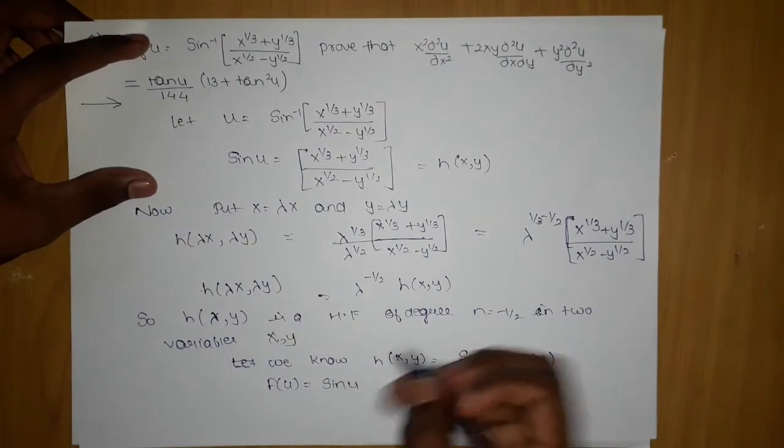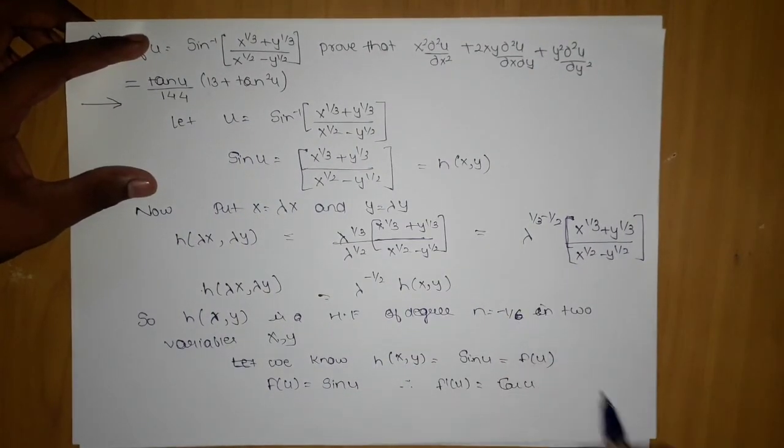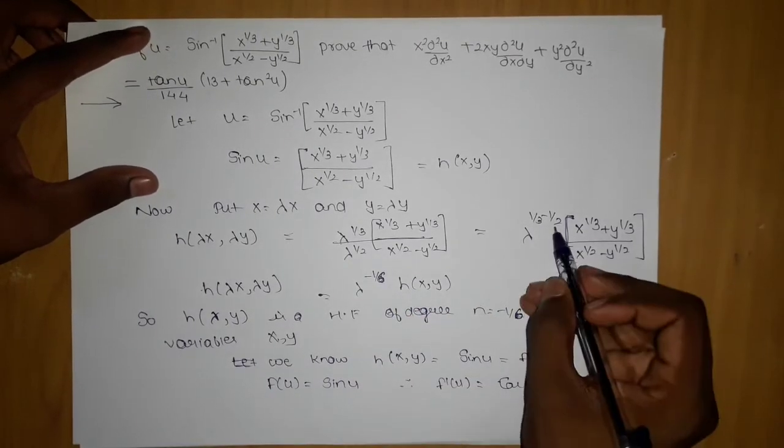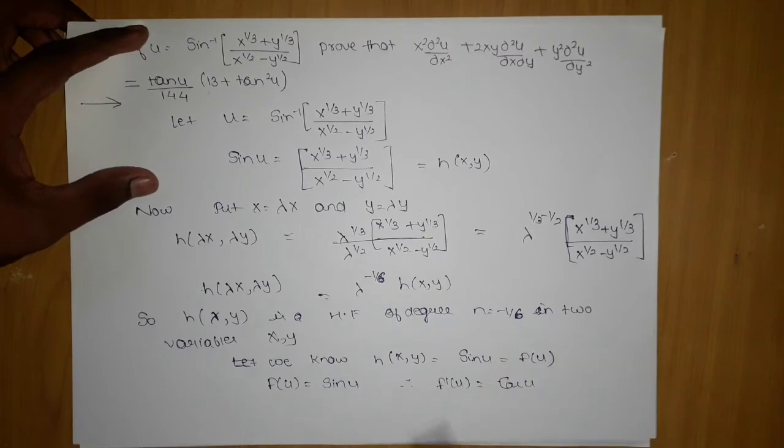Okay, I think here it will be minus 1 by 6, right? Here it will be minus 1 by 6. I didn't multiply it. Okay, it is minus 1 by 6. So the degree is minus 1 by 6.